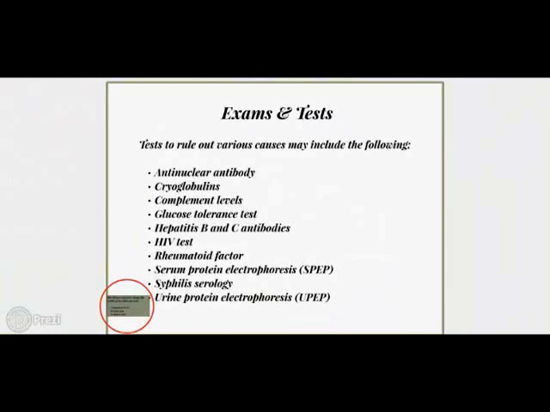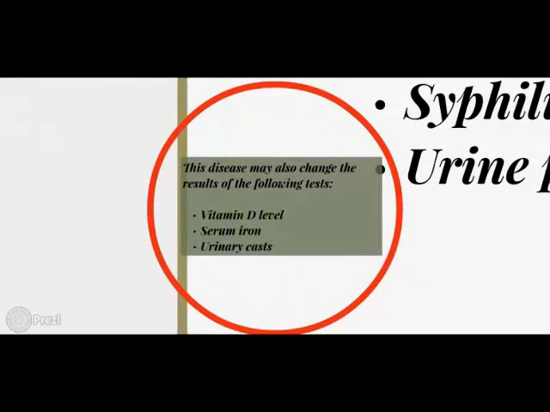Other tests to rule out various causes may include the following: antinuclear antibody, cryoglobulins, complement levels, glucose tolerance test, hepatitis B and C antibodies, HIV test, rheumatoid factor, serum protein electrophoresis, syphilis serology, and urine protein electrophoresis. This disease may also change the results of the following tests: vitamin D level, serum iron, and urinary casts.